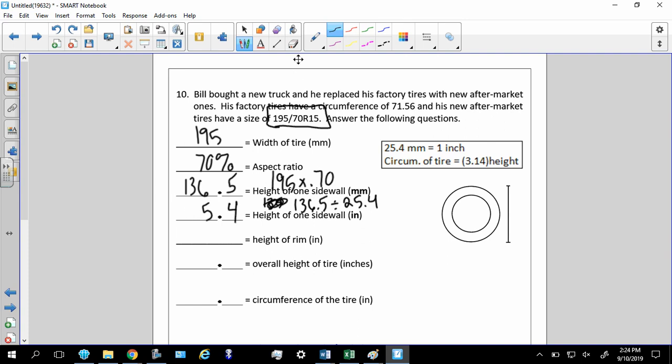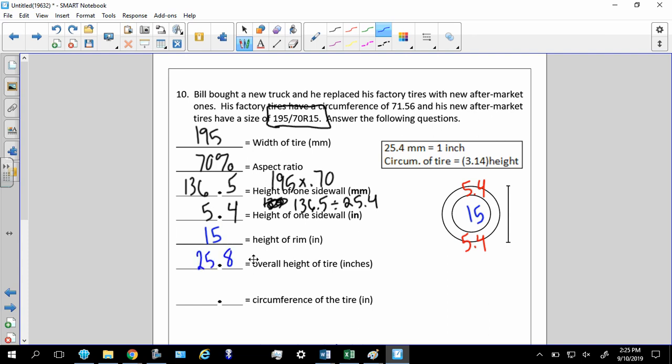Now, good thing I drew a picture because it allows me to work a little better. My sidewall is 5.4. This sidewall is 5.4. My height of the rim is the next number in the problem, 15. There you go, look at that, it's already drawn. That's perfect. I'm just going to add it up.